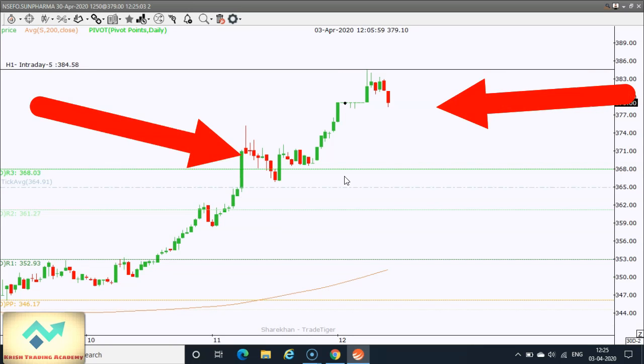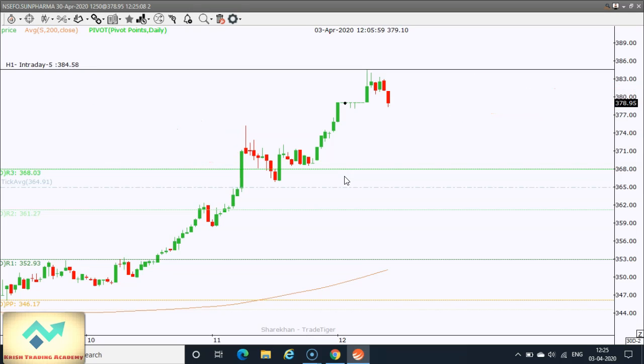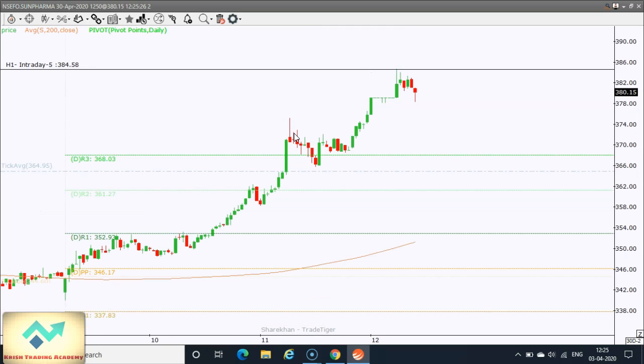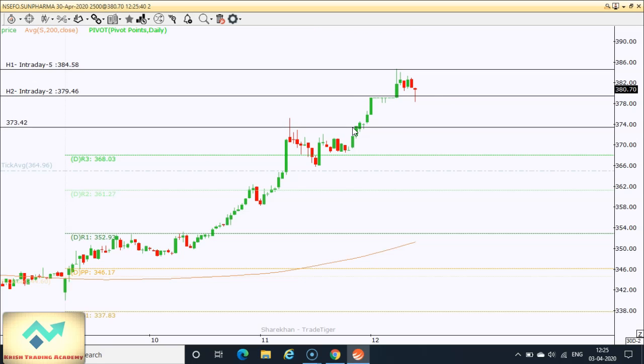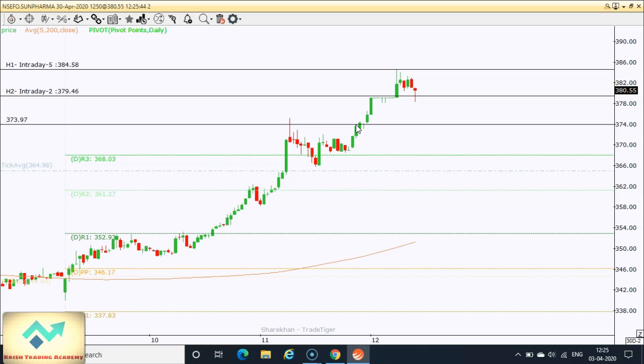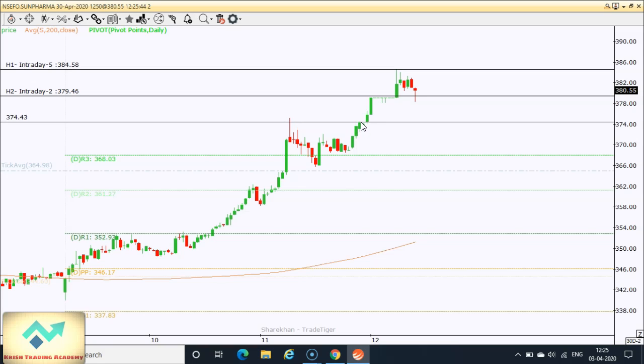Just see, will it trigger or not? Not yet, not yet, not yet. Yeah, triggered. So now let's see how it goes. I'll wait for my 5 rupees now. 374.5 will be my target.